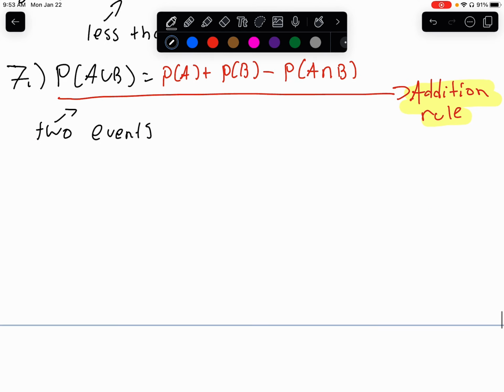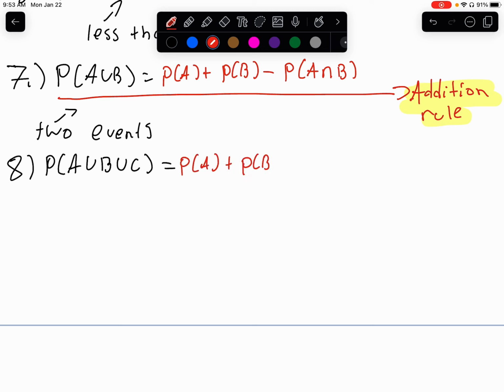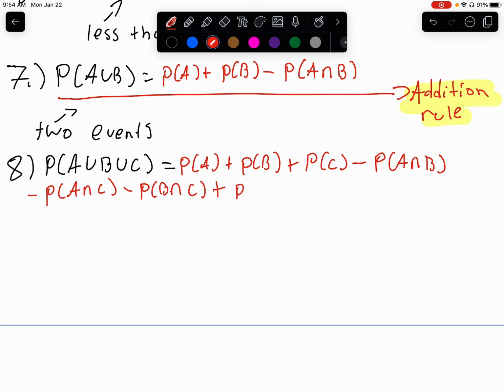For any 3 events, number 8, we can have P(A union B union C) equals, same thing as above, the probability of A plus the probability of B plus the probability of C, minus the probability of A intersecting B, minus the probability of A intersecting C, minus the probability of B intersecting C, but adding now the probability of A intersecting B intersecting C. So we add all three probabilities, subtract the intersections of these events, and add the probability of the intersection of all 3.